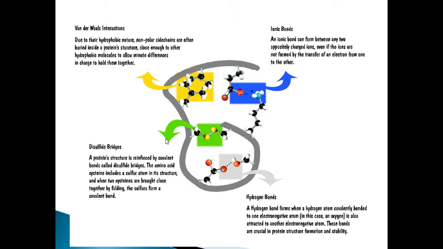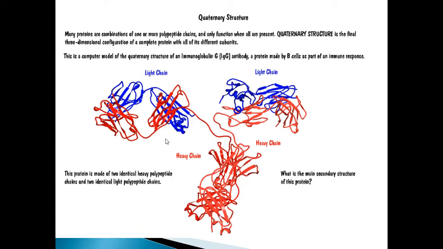We also have hydrogen bonding, which plays a huge role in the formation of alpha helices and beta sheets. And then there are also ionic bonds, which can form between oppositely charged ions that are part of side chains. When these come together, you get tertiary and quaternary structures. And a quaternary structure is the final maximum three-dimensional configuration of a complete protein.